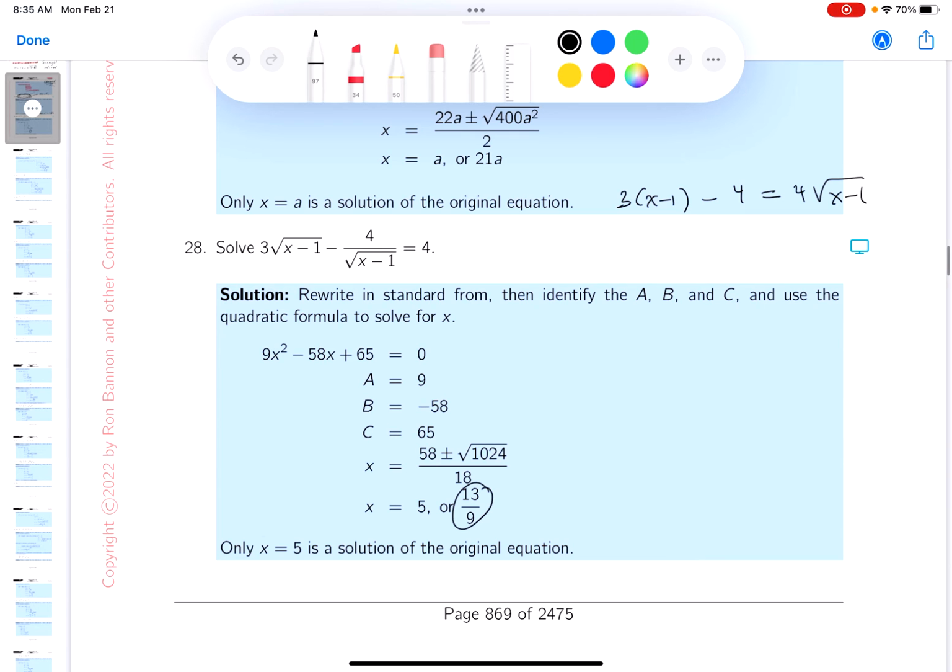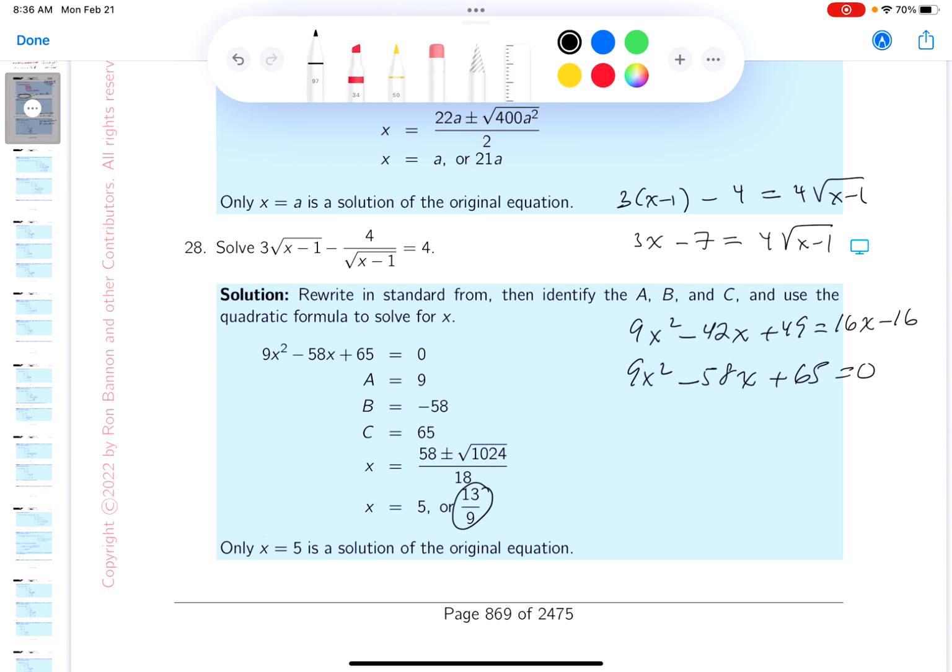All right, what do you get over here? Let me just simplify it. You're going to get 3x minus 3 minus 4 is minus 7. This is 4 root x minus 1. I'm going to square both sides. You get 9x squared minus, well, let's see, 21 and 21, 42, plus 49. Then you can get 16x minus 16, 9x squared minus 58x plus, let's see what you get over there, 65 equals 0. Let me just go through that.